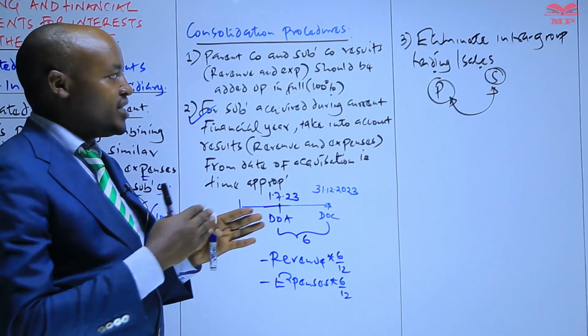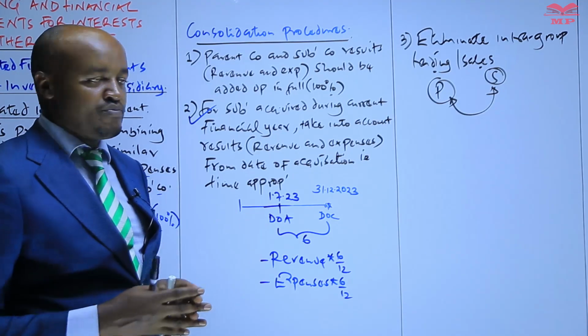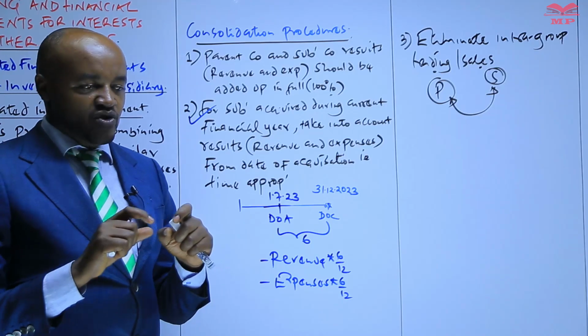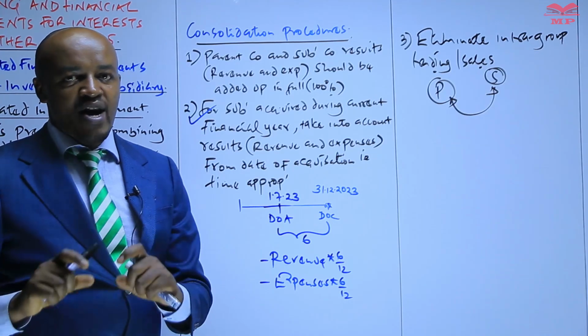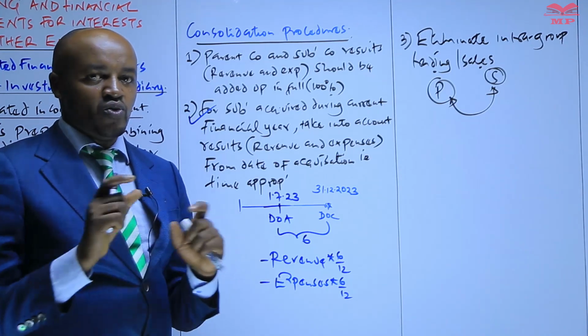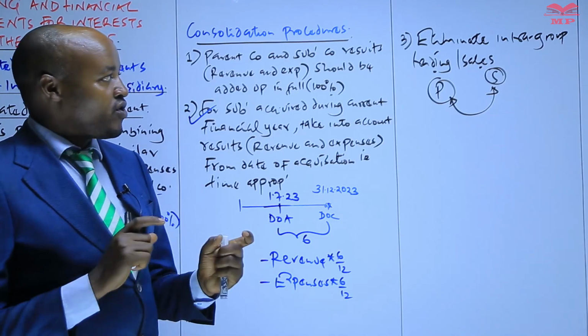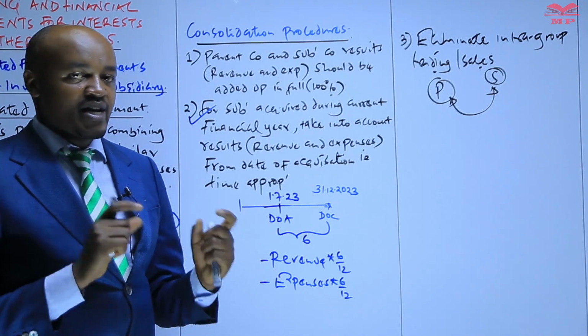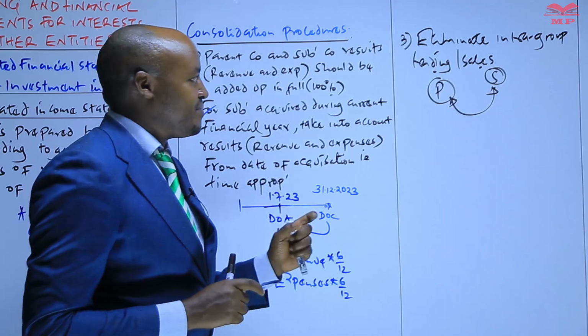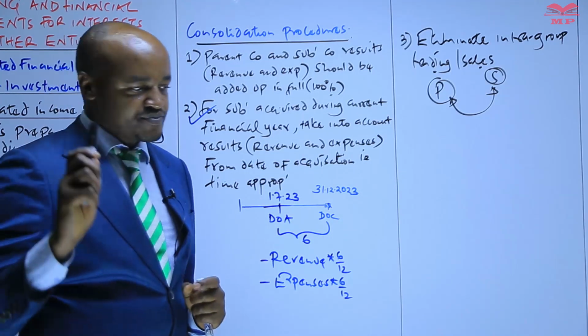And therefore, anytime we have sales between these two group members, that is viewed to be a transfer from one group member to the other. So it should not be accounted for as sales. It should not be accounted for as sales when preparing the consolidated income statement.